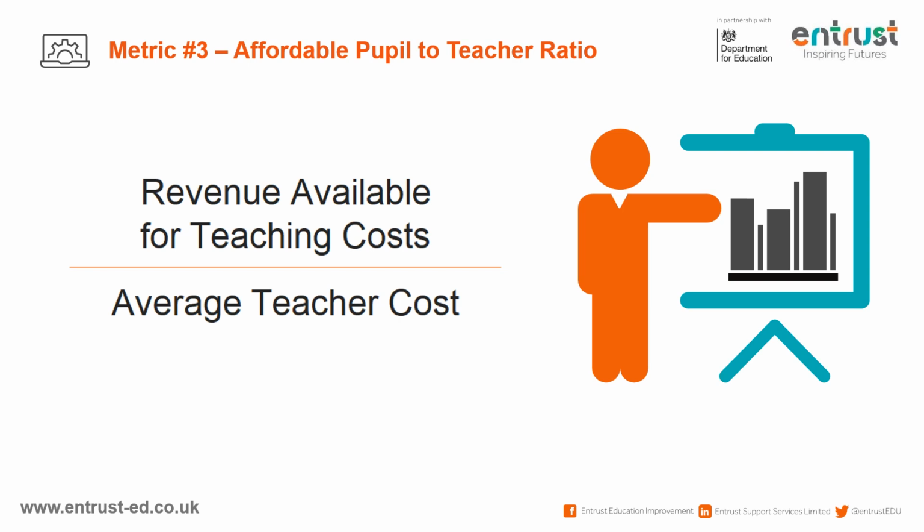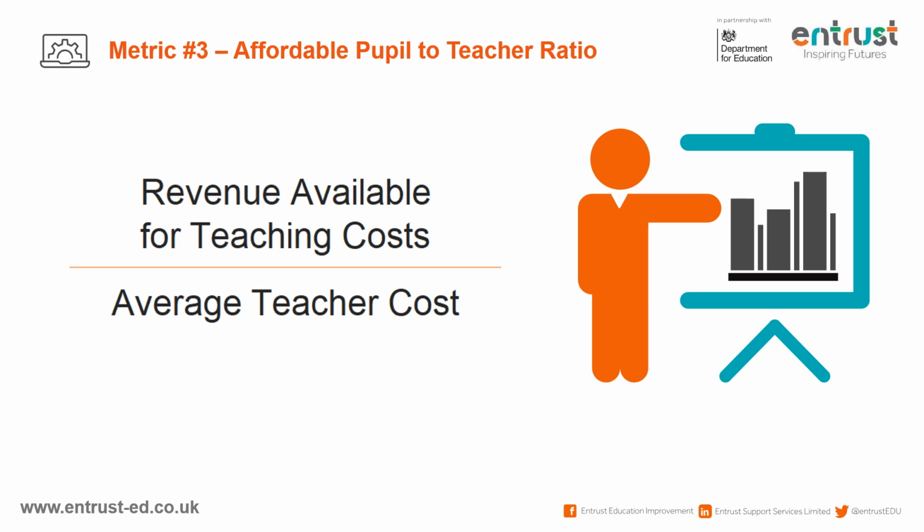The third metric we will look at is the affordable pupil-to-teacher ratio. This is the number of full-time equivalent teachers that the school can afford. This can be compared to the actual pupil-to-teacher ratio. In the DFE ICFP tools, this metric is calculated by taking the amount of revenue available for teaching costs and dividing this by the average teacher cost, which we calculated earlier.